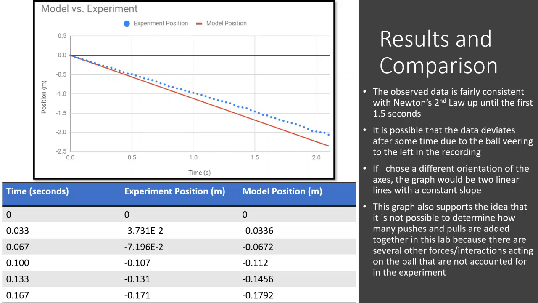Something to consider is that if I change the orientation of the x-axis recorded, the graph will show the same information, but the lines will be upward linear lines as opposed to downward depicted here to the left. And lastly, this graph supports the idea that it is not possible to determine how many pushes and pulls are added together in a lab because there are several forces and interactions not accounted for in the experiment.